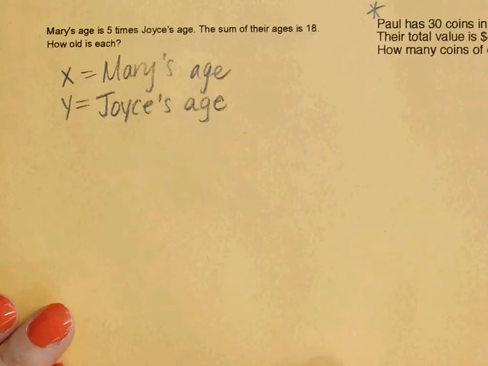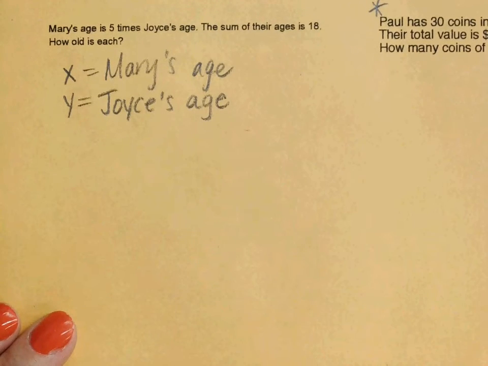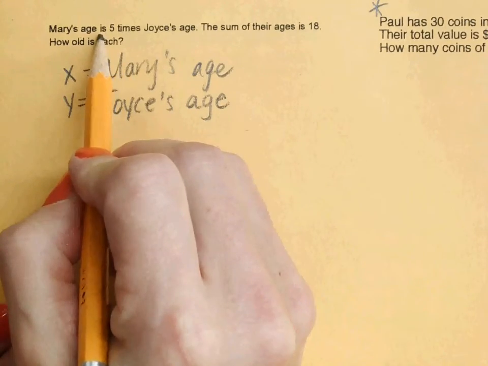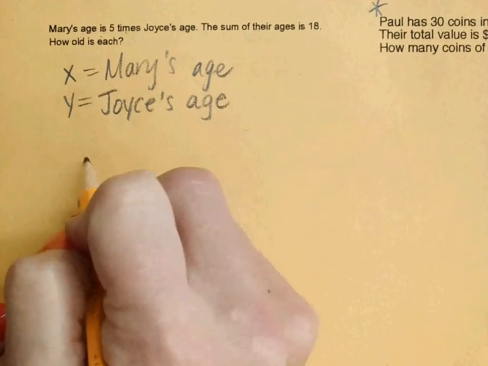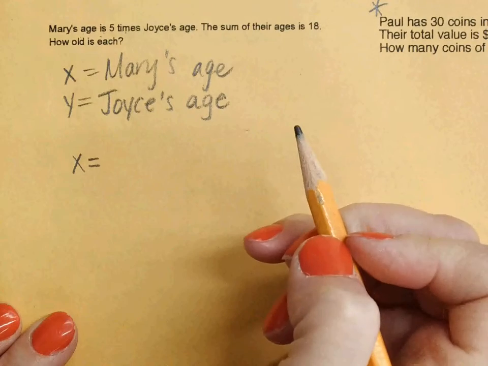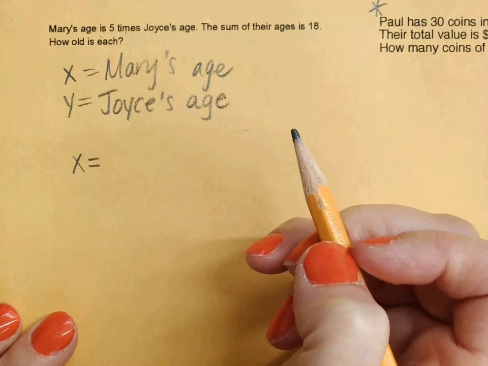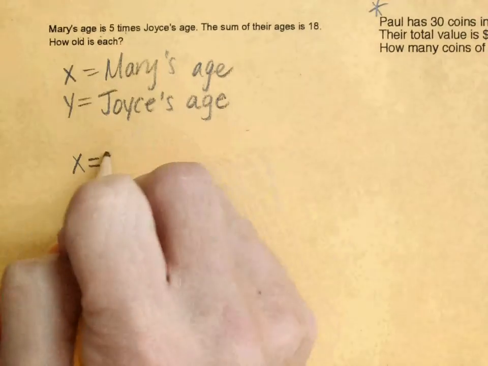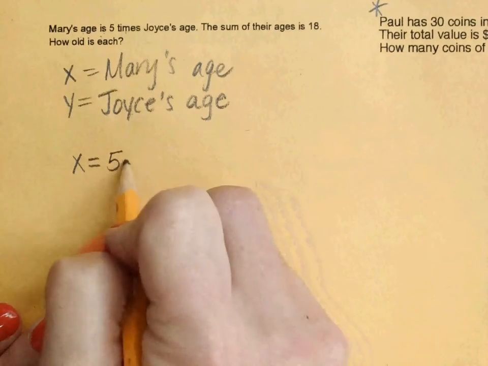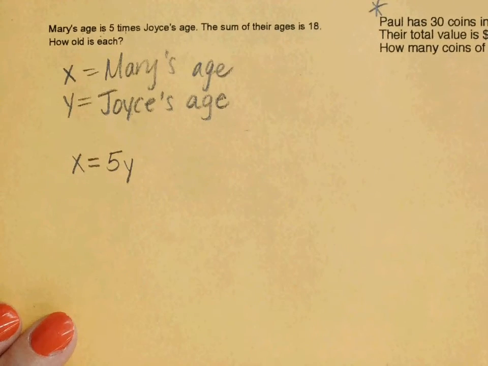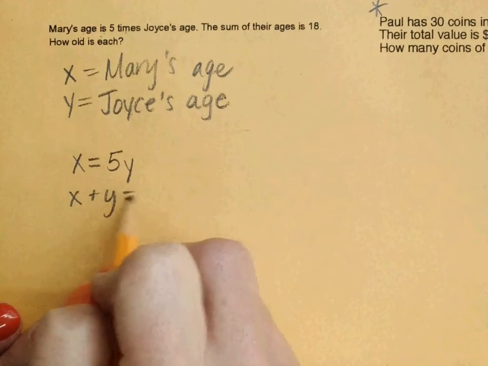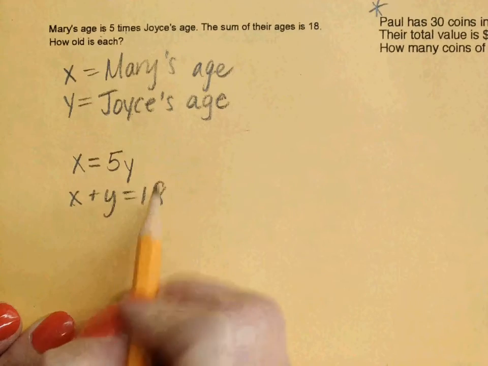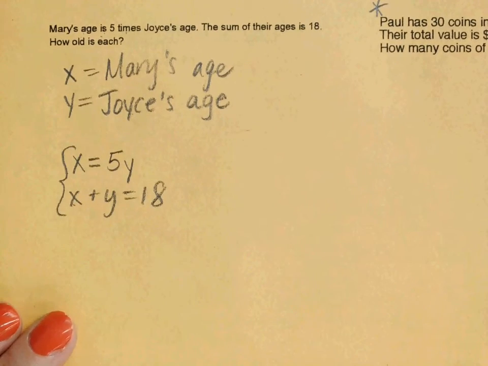And so from here, what I'm going to do is create an equation from the information that they gave me. The first bit of information that I can create an equation with is Mary's age is 5 times Joyce's. So when we talk about Mary's age, I can label that as x. Is tends to be an equal sign, not always, but in this case it will be 5 times Joyce's age. So 5 times y, where y is Joyce's age. So that's my first equation. Then they say the sum of their ages is 18. So x plus y is 18. So that's Mary plus Joyce together is 18. I have my system of equations.